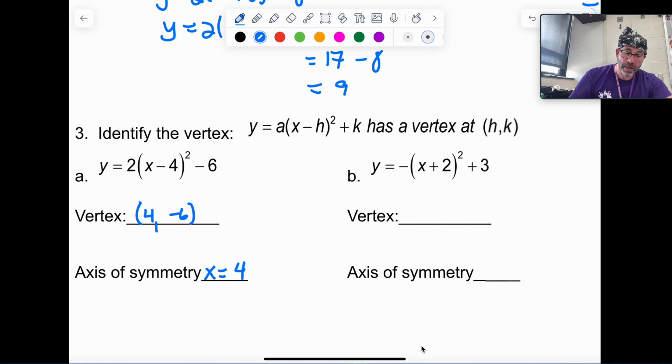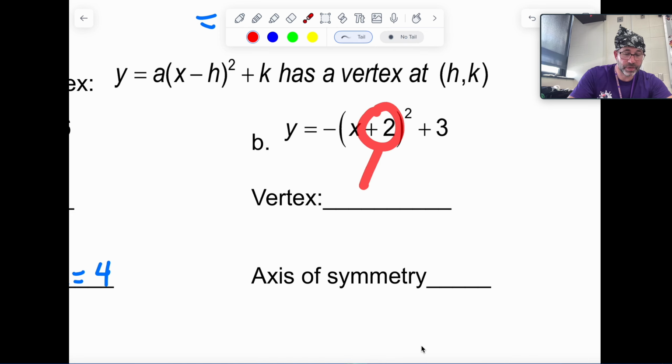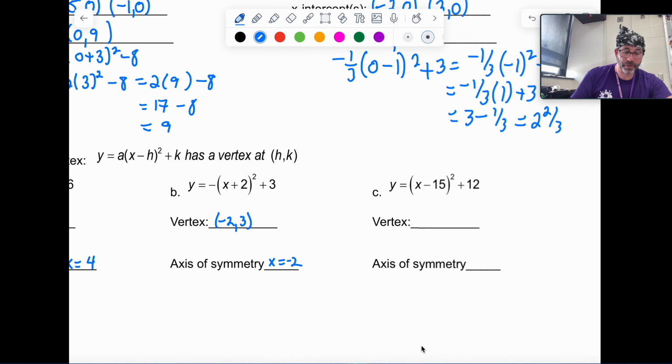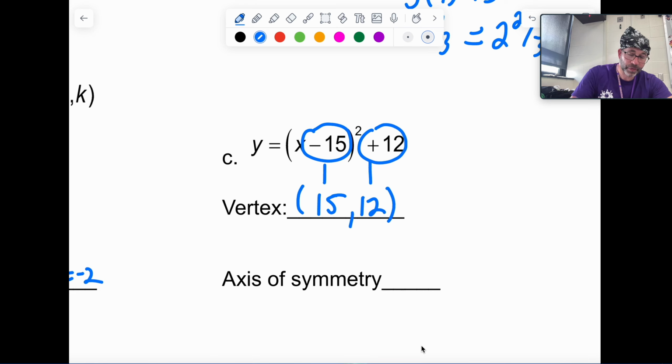Okay. Next one, we're going to look at y equals negative x plus 2 squared. So again, opposite value, same value. That means we'll be at negative 2 and positive 3. Okay. So we're going to have negative 2 and positive 3. X equals negative 2. Okay. Last one is going to be 15 and 12. Opposite, same. And we get x is equal to 15.